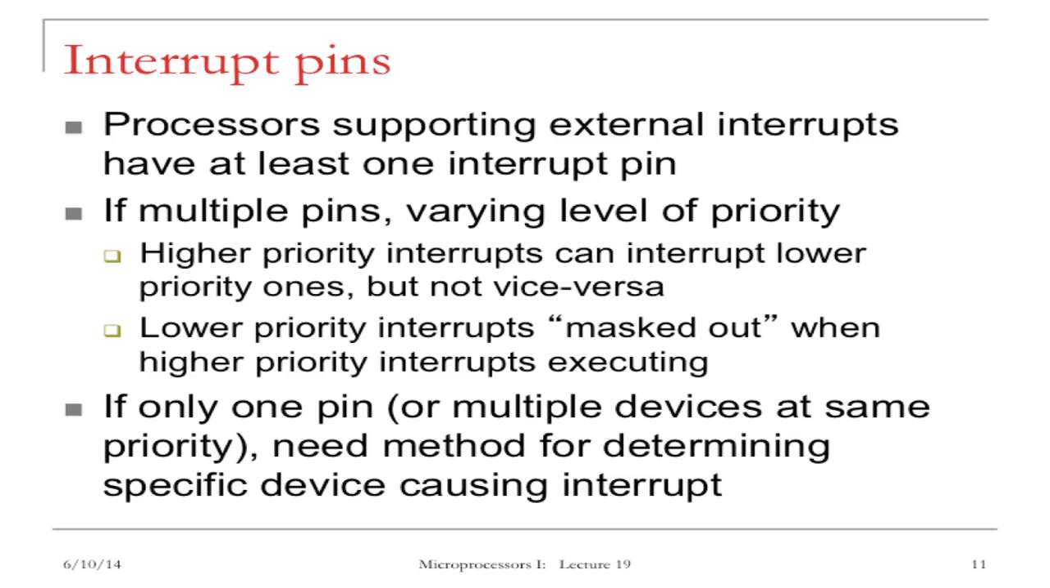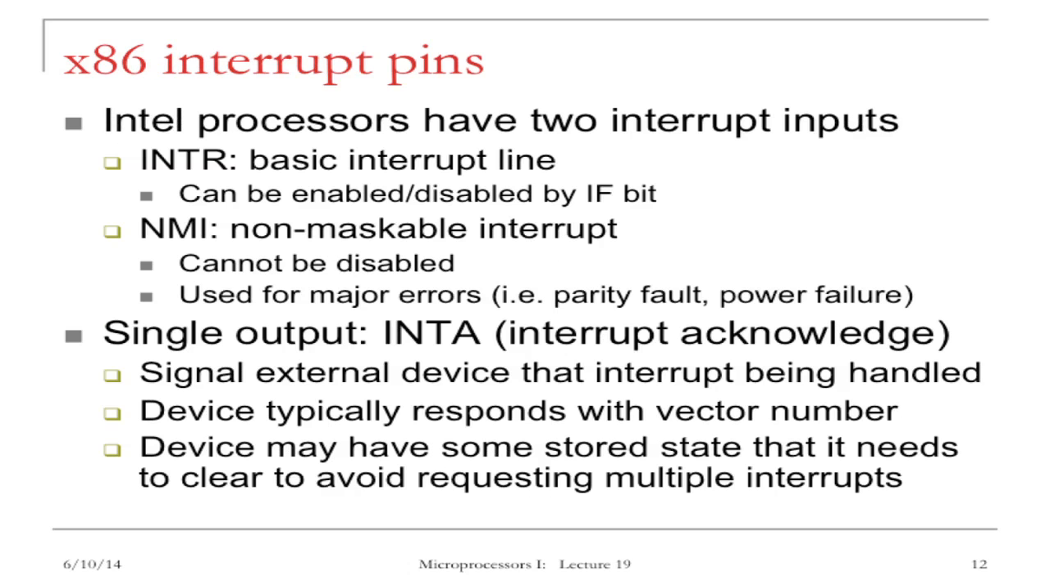And this discussion here about interrupt pins is kind of generic to all the processors. And then we're going to look at, for x86, what the interrupt pins are. Intel processors have two interrupt pins, INTR and NMI. INTR is the basic interrupt line. And this pin can be enabled or disabled by the IF flag, the interrupt flag. If IF is 1, this pin is responding to external interrupts. If the IF flag in the flags register is set to 0, then this pin is kind of masked out.